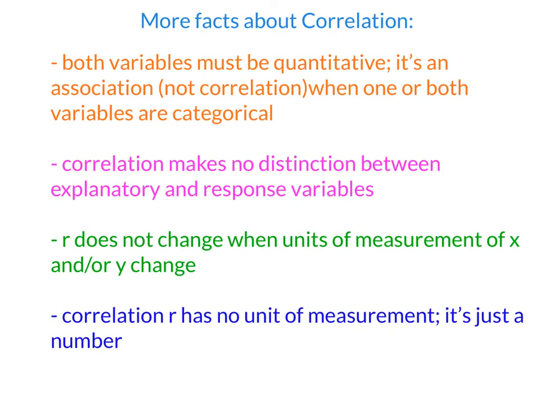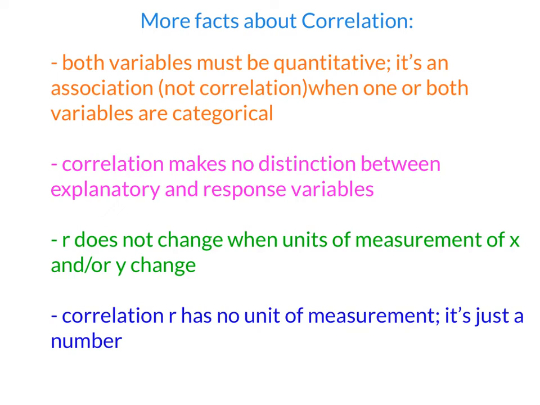Now that you've put your calculator down, let's talk about a few more things about correlation. Some of these things we've seen already, so not all of this is brand new. But anyway, let's jump in. Four big points. When you have two quantitative variables, you can find correlation, but they must both be quantitative. If one or both of them are categorical instead of quantitative, that's an association, not correlation.